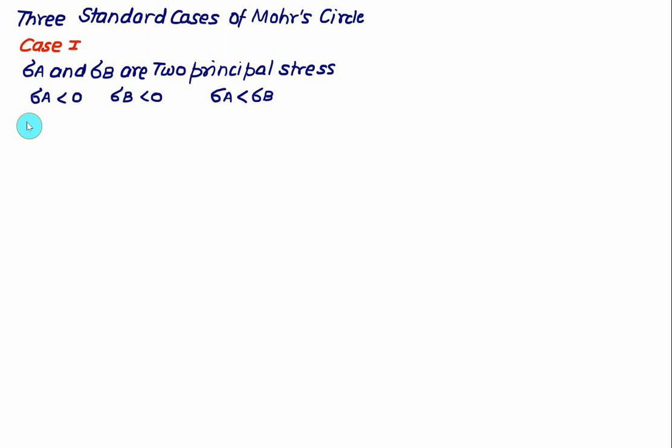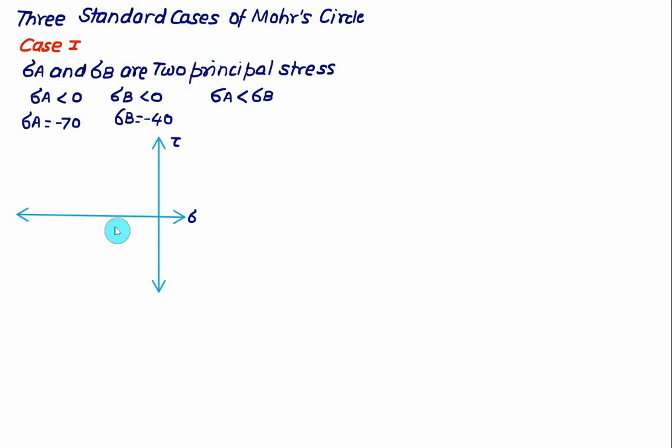Say for example we have sigma A is equal to minus 70, sigma B is equal to minus 40, sigma A value less than 0, sigma B is also less than 0 and minus 70 is less than minus 40. So we want to show here the Mohr circle with the 2 known value of principal stresses. Both the value are negative value. So one value of the principal stress is minus 70 and second value is equal to minus 40.